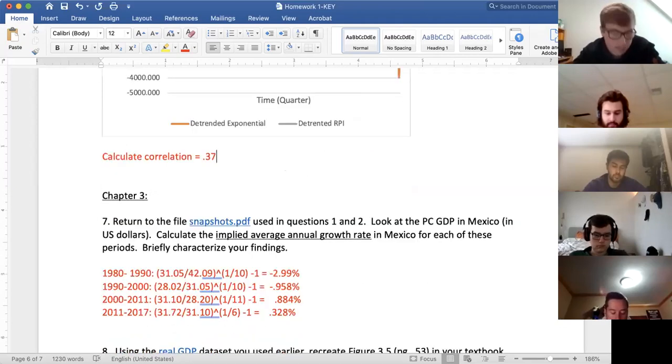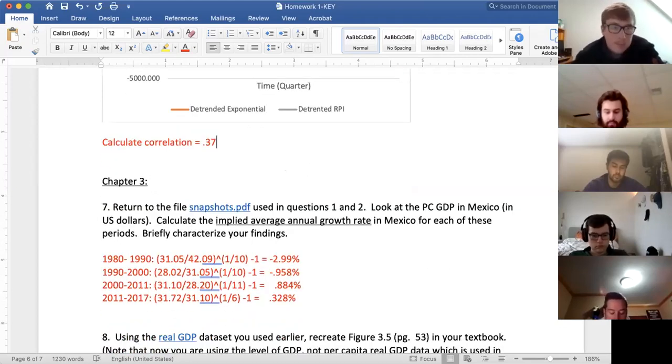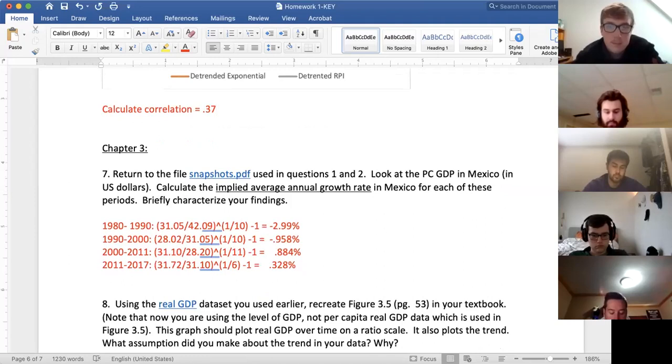Okay, finally, question number 7. So we had some problems with this one, and it's because many of you did not use the implied constant average growth rate formula that we developed in class. So remember what the growth rate formula is. Actually, let me pull up the growth rate formula.